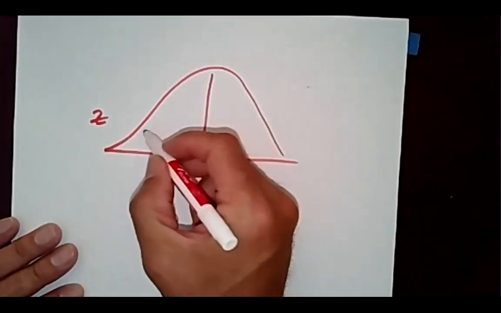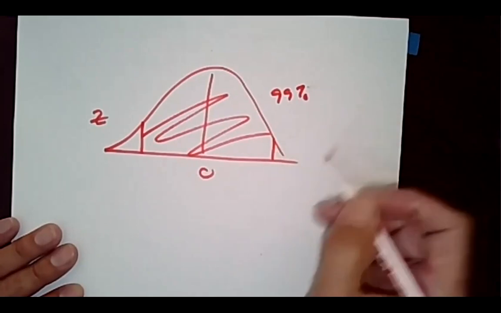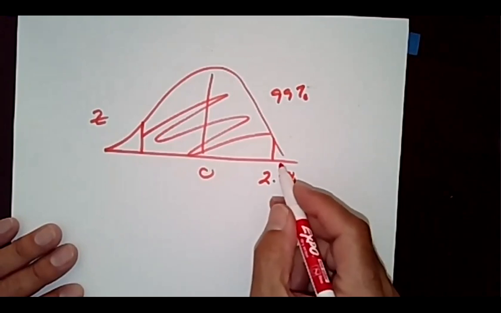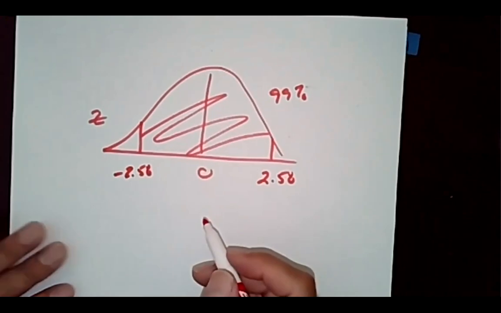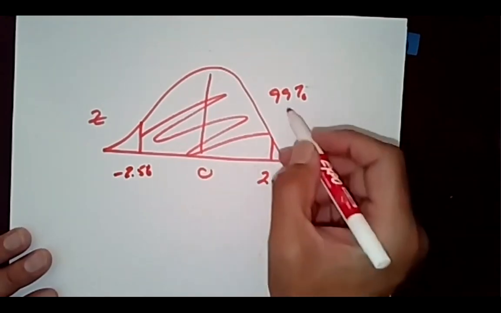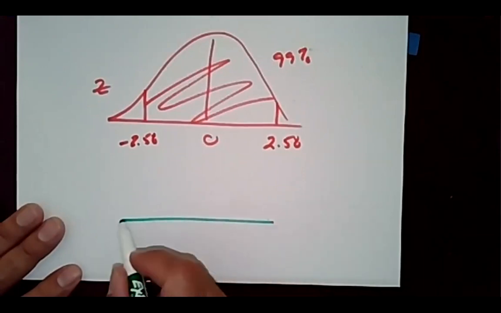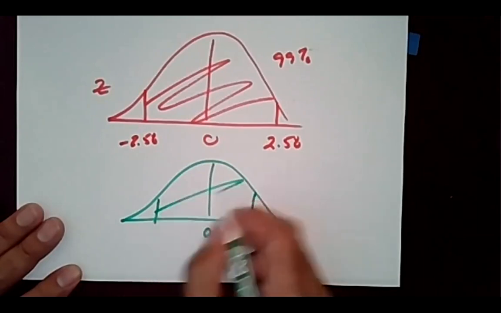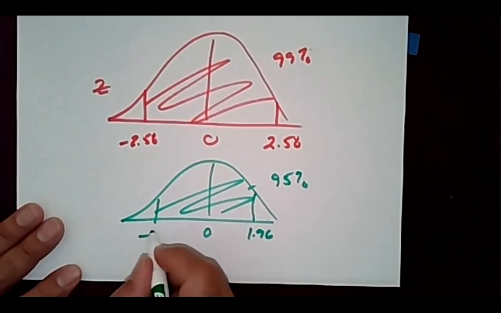This is 0, right? If all of this is 99% on the Z curve, this is a value of 2.58. That's 2.58 standard deviations to the right. This is negative 2.58, 2.58 standard deviations to the left, where all of this area that's shaded is 99%. For the second one I did, this is 0, where all of this area here is 95%. This is 1.96 and negative 1.96.